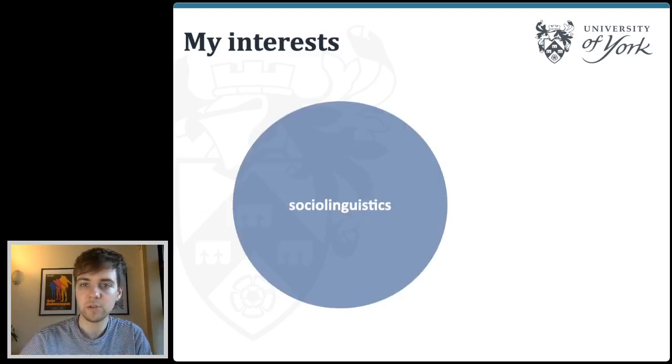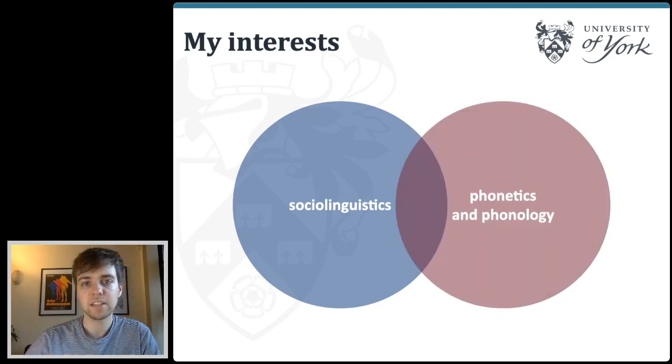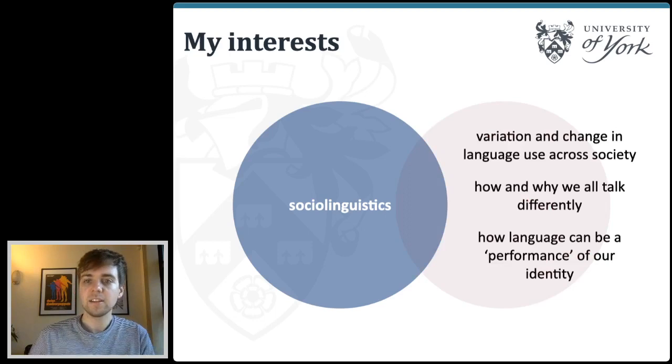One is social linguistics, and the other is phonetics and phonology. You may be familiar with these terms already if you've taken English language at A level, but I will go over them just briefly. Social linguistics, as the name suggests, is concerned with the social aspects of language use. We're interested in variation and change in how language is used across society, how and why we all talk differently, even when we speak the same language, and how that variation is really systematic. It patterns with socio-demographic factors: age, gender, ethnicity, social class, region. All of these things are relevant for how we speak.